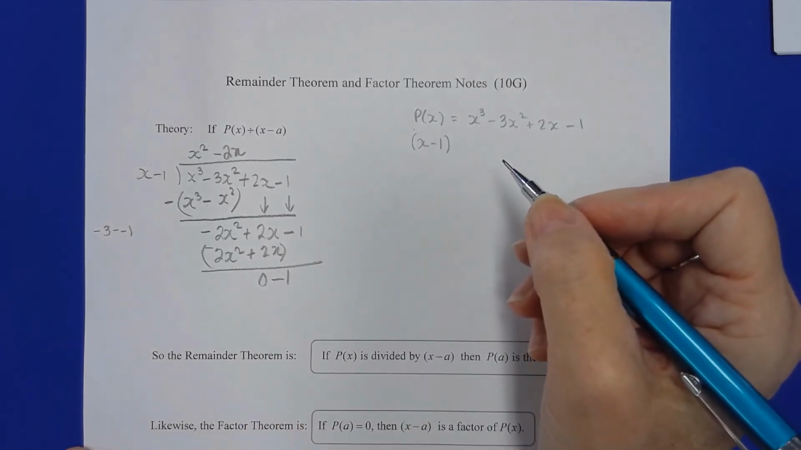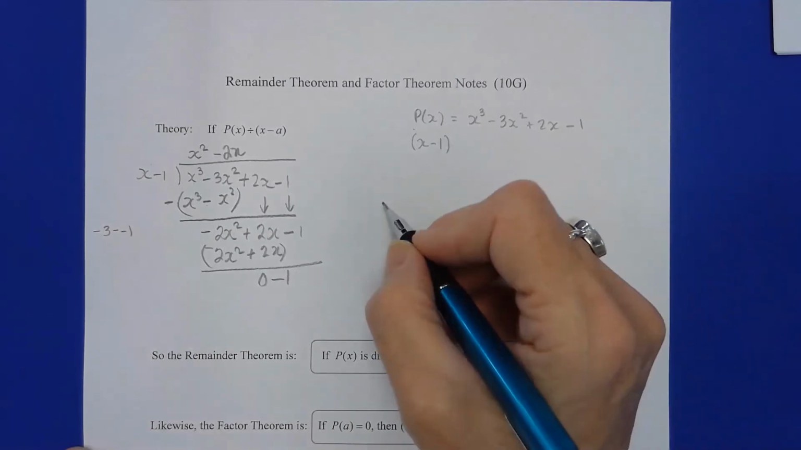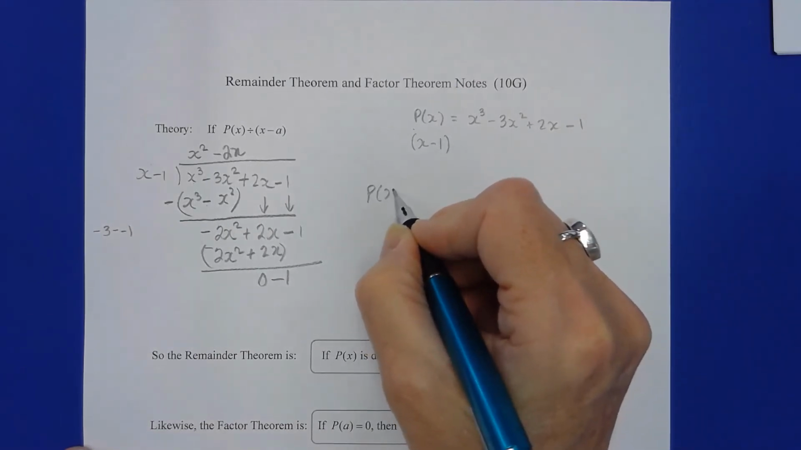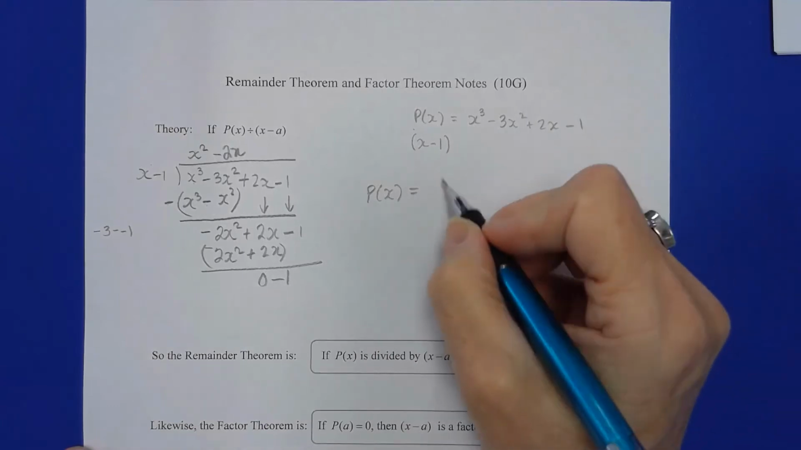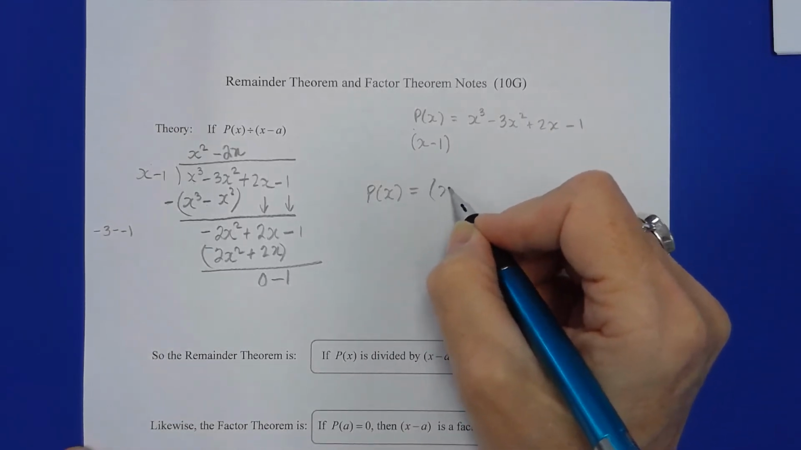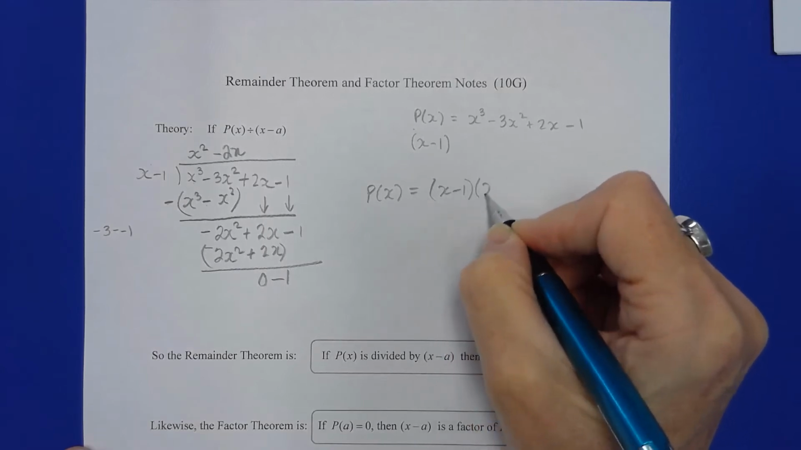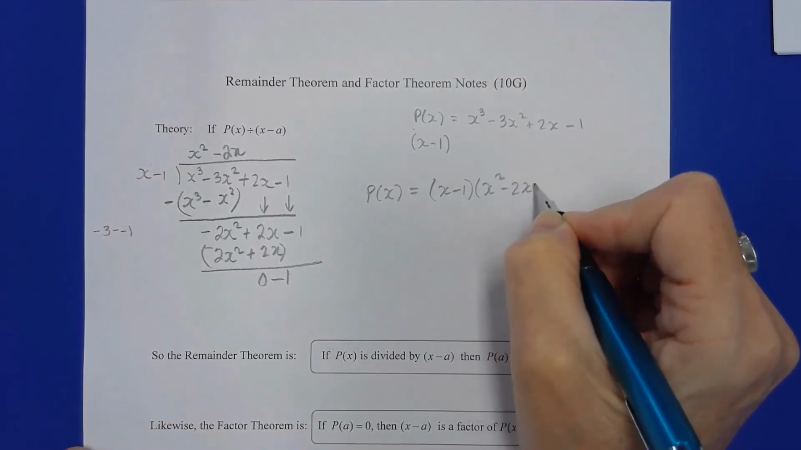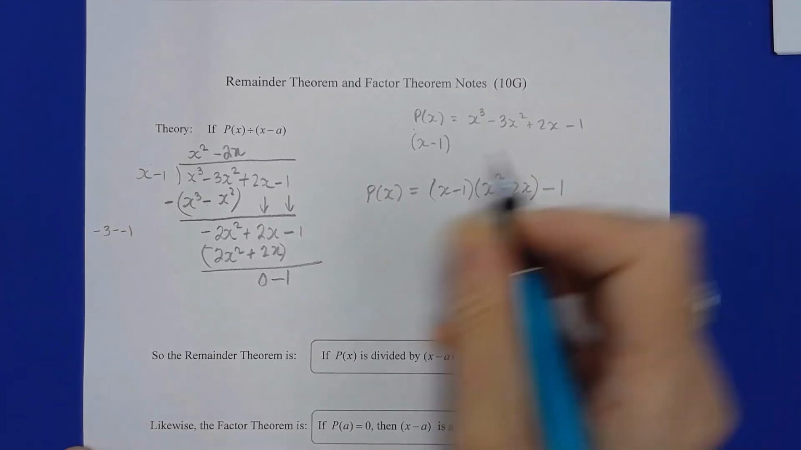So it turns out that P of x is equal to x minus 1 times x squared minus 2x minus 1. That's the remainder, yeah?